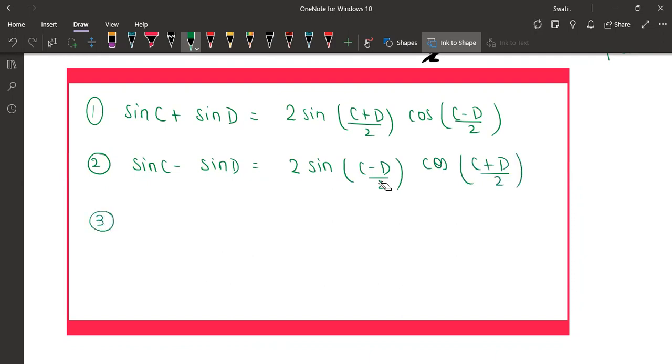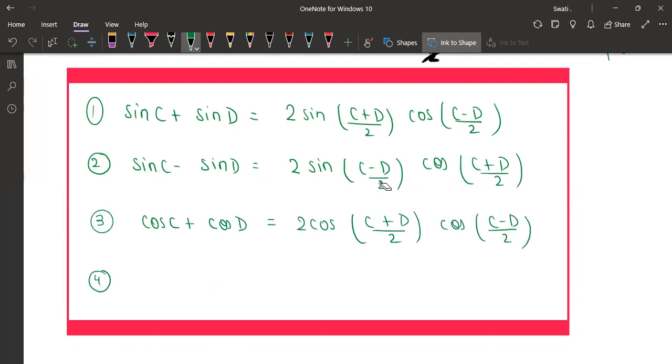Next we have cos C plus cos D. And of course, you can guess the last one, that is going to be cos C minus cos D. So cos C plus cos D will become 2 cos C plus D by 2, and this will become cos C minus D by 2. And the last formula that we have here is cos C minus cos D. So cos C minus cos D will become minus 2. We have a minus sign here. So minus 2 sine C plus D by 2, and then into sine C minus D by 2.